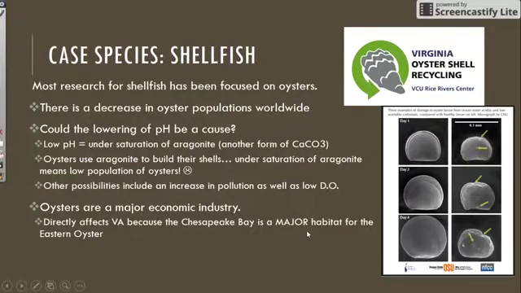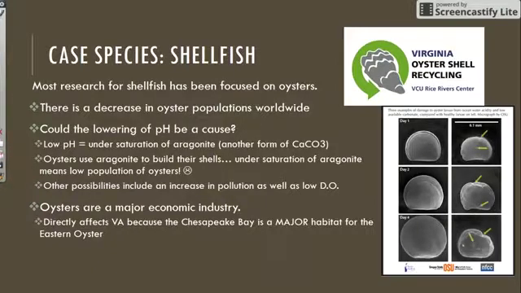Our next case study species are shellfish. Shellfish are things like bivalves, like oysters or even scallops. There has been a lot of research on oysters because it is a huge economic point for us. The oyster industry in the United States brings in about $740 million to $1 billion worth of revenue. So we are really concerned about what is happening to our oysters because this is something that is occurring worldwide for them.